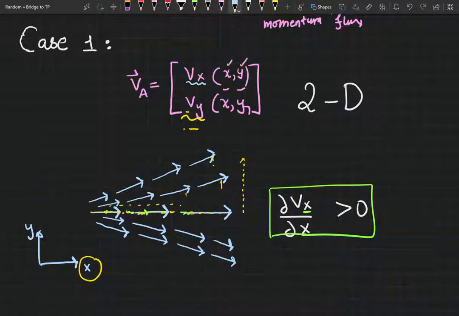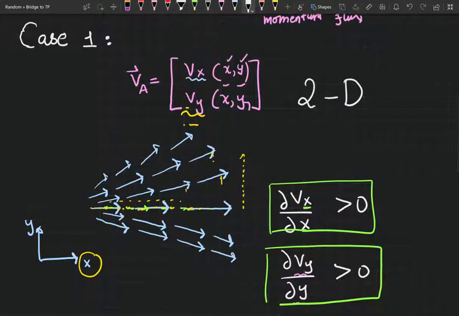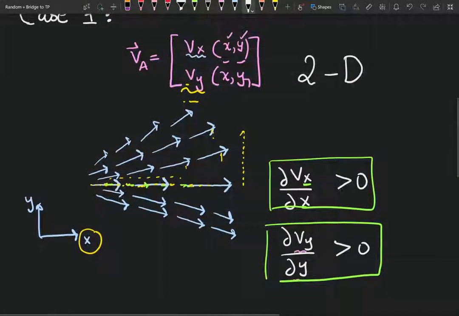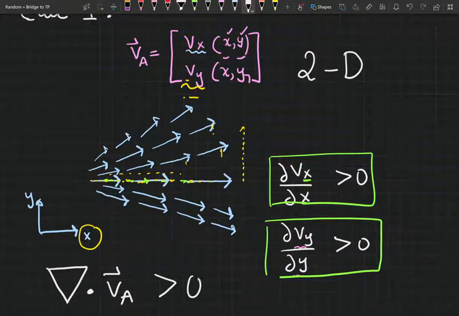Let me add in other arrows, just for completion's sake. The arrows are getting steeper. That means that the vertical component is also increasing as we proceed in positive y. So this right here is a divergent flow. The divergence, let me just write it here, del dot of V is greater than 0.